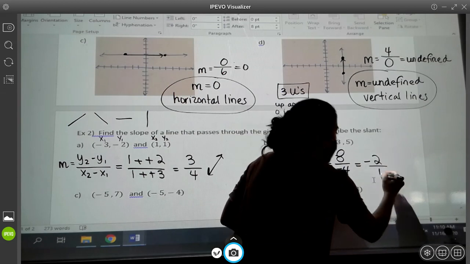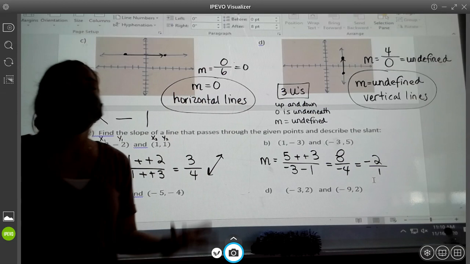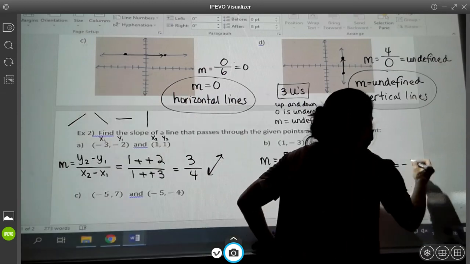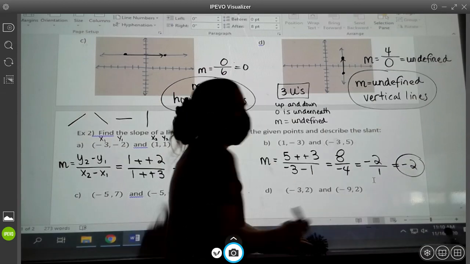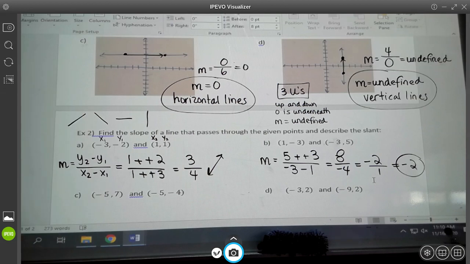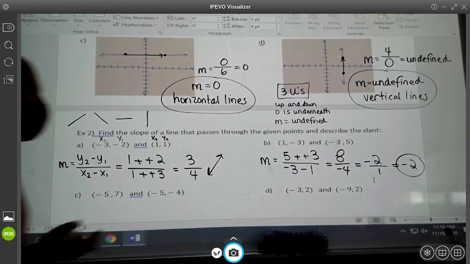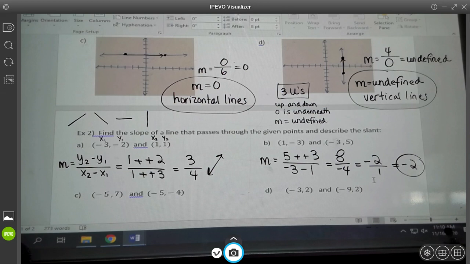-2. If you want to keep it over 1, you can, or you can just say it's -2. I don't know if Delta Math will accept that -2 over 1, but it is a reduced answer. All right, last 2. Let's find the slope of the line that connects these 2 points.